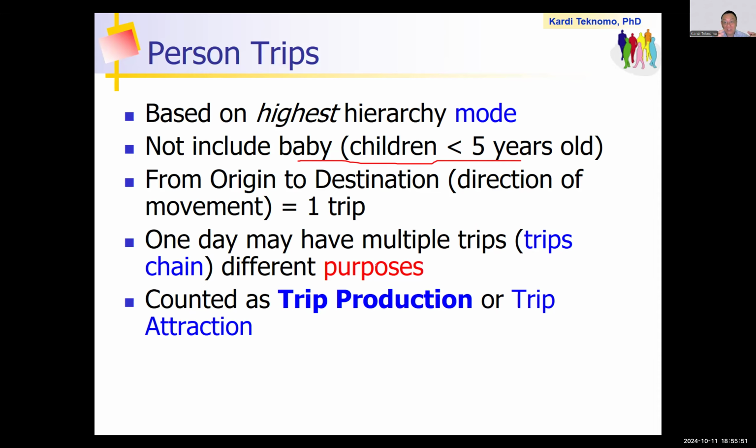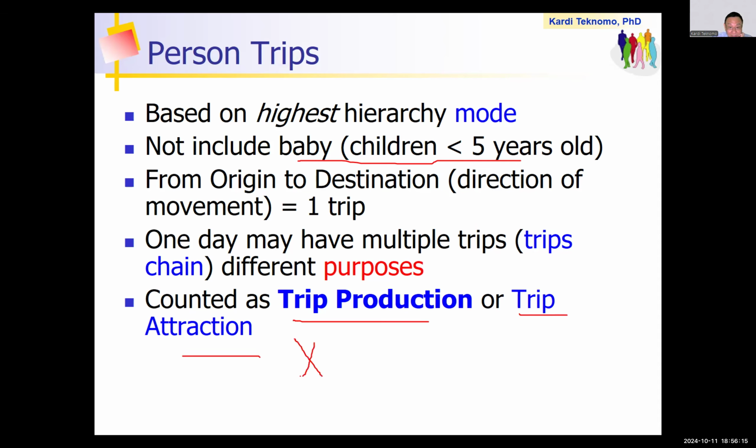Okay, so we call this a trip chain, and a trip chain has different purposes. For each trip purpose, you will know the origin, the destination, and the time. Then you count it as trip production or as trip attraction. Is this clear or not?